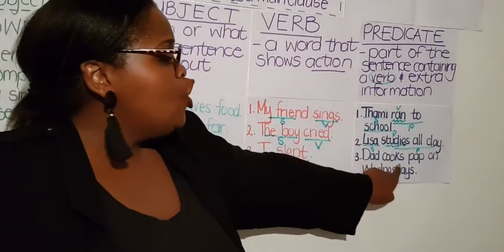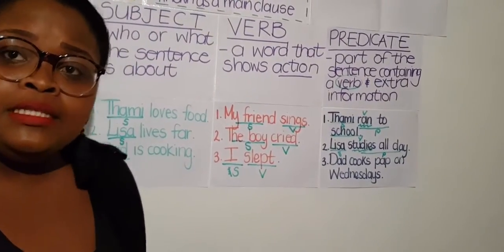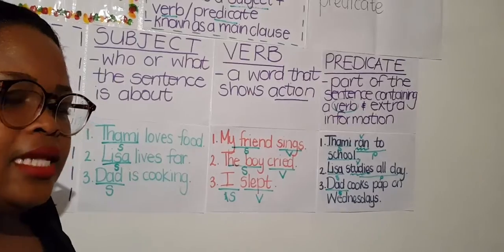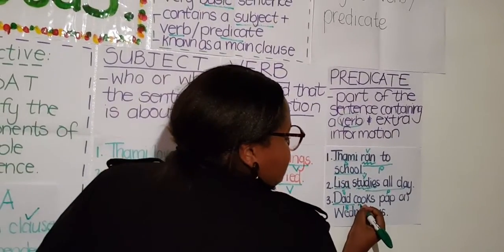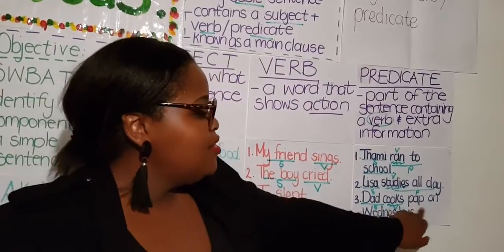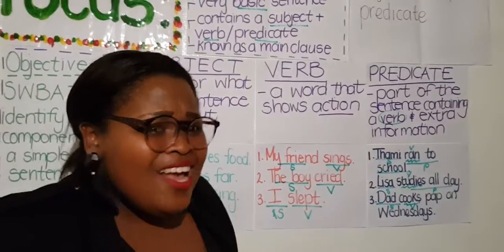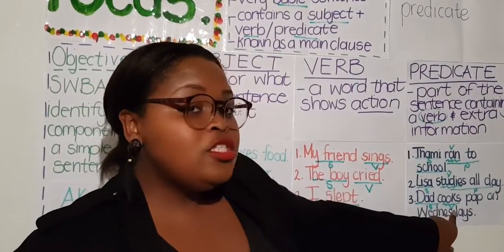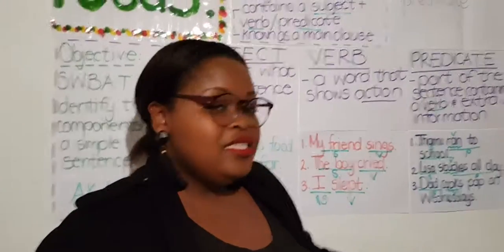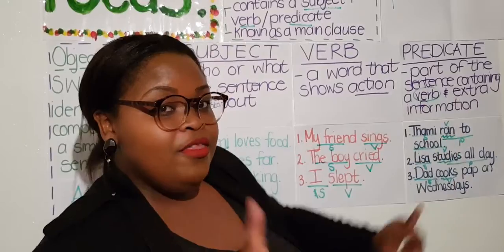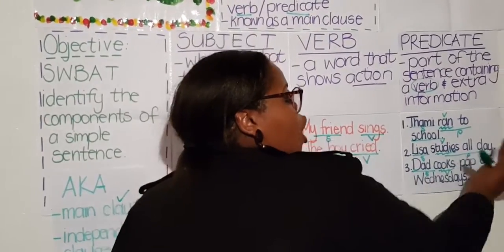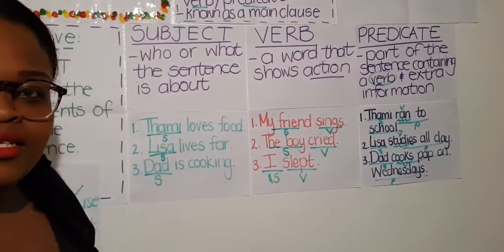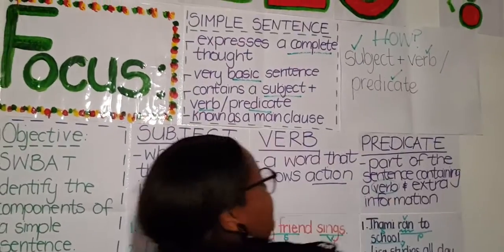Last sentence. Dad cooks pap on Wednesdays. Who or what is the sentence about? Dad. Okay, so dad is our subject. What's our verb? What is dad doing in that sentence? Dad cooks. So cooks is our verb. But you see, we still have all this extra information. It's juicy. It's telling us what dad cooks. When does dad cook? Okay? So dad cooks pap on Wednesdays. Cooks is our verb. Pap on Wednesdays is our extra information. Predicate includes verb. Therefore, the predicate will be cooks pap on Wednesdays. Okay. So that is our predicate. And now we know what a predicate is.